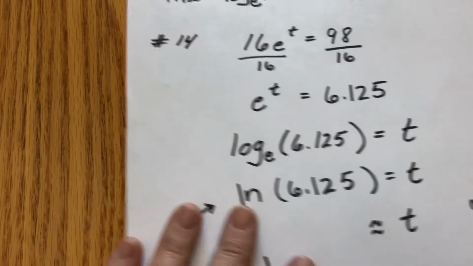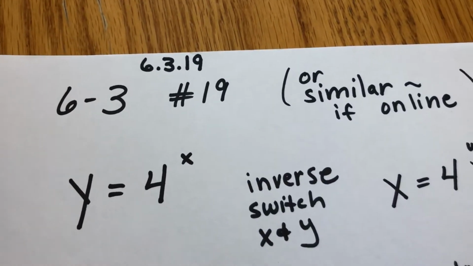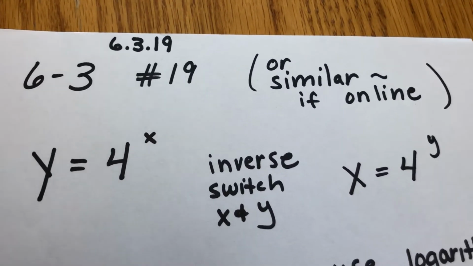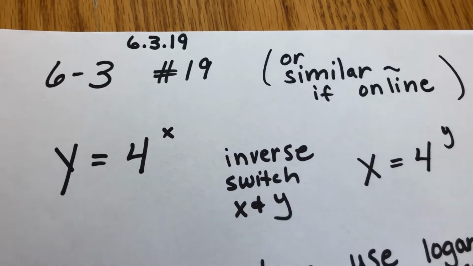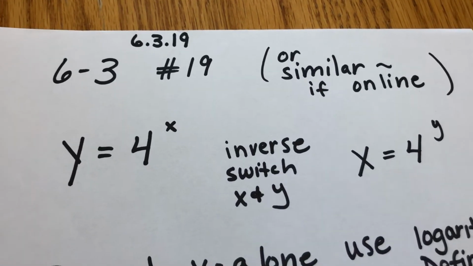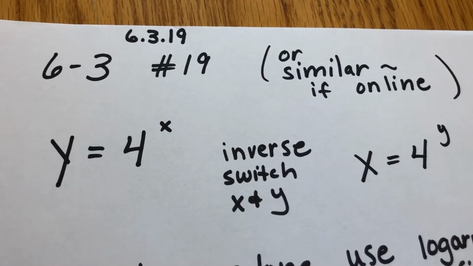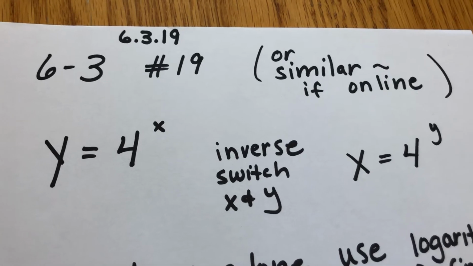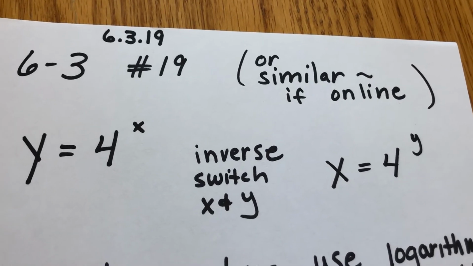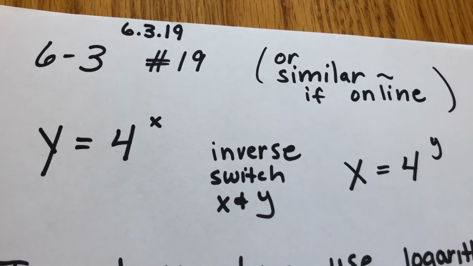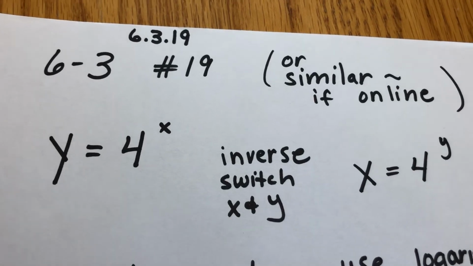Another one I wanted to show you was jumping ahead to 19 here. Again, you might not get exactly the same numbers, but a similar problem to this. It says find the inverse. And from section 5.6, we know that inverse means you switch x and y. So I had y equals 4 to the x. I rewrite that as x equals 4 to the y.